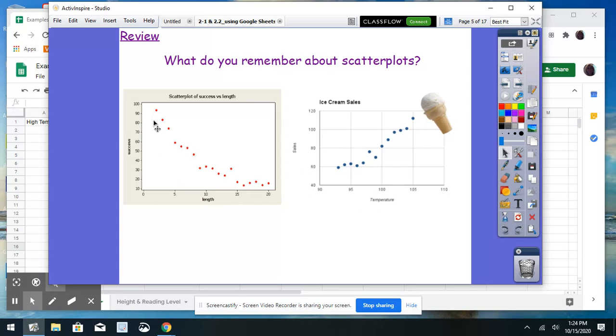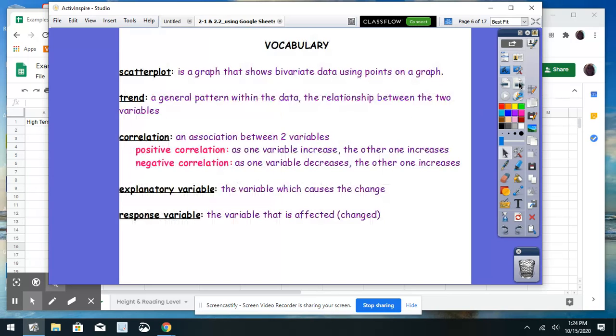In one case, it seems to be going down. The relationship is going down as the length of time maybe, or success, whatever they're doing. And here ice cream sales seem to go up as the temperature goes up. We'll be looking at some of those things as well.